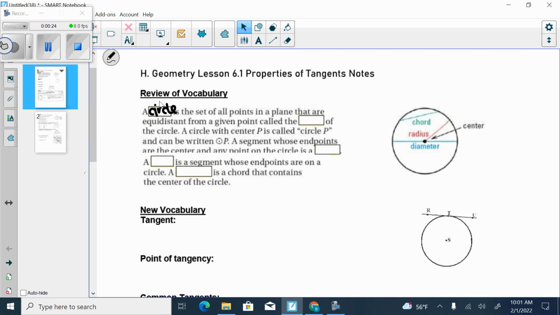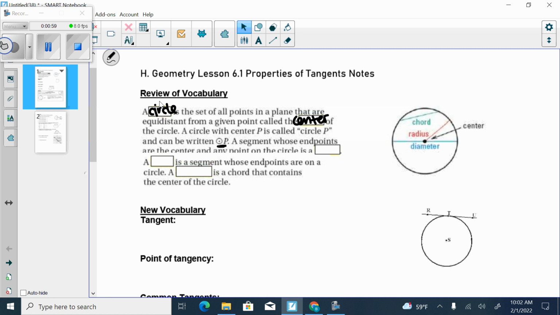A circle is the set of all points in a plane that are equidistant from a given point called the center of the circle. A circle with a center P is called circle P. So whenever the point in the middle is named, that's what your circle is named. Okay? And it can be written as a little circle with a point in the middle, P. So this is our notation for a circle right here.